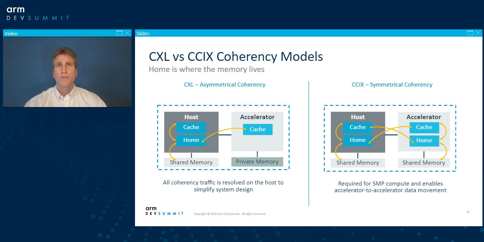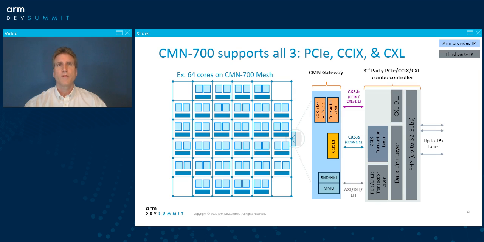Arm is a leading member of the CXL consortium, and we've been working with our EDA partners to develop an industry-standard AMBA CXS interface that supports both CCIX or CXL. Arm CMN-700 supports both over the same PCI Express lanes. Arm also offers a superset of CCIX cache transactions that works over the common CXS layer to take advantage of the low latency offered by CXL's data link layer.